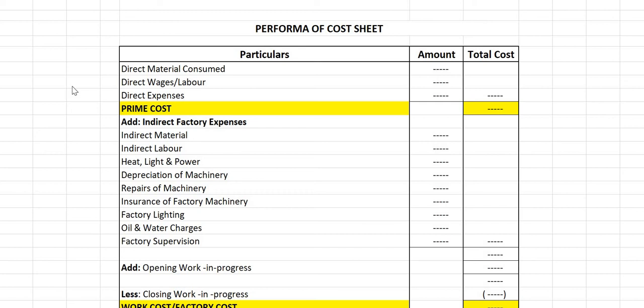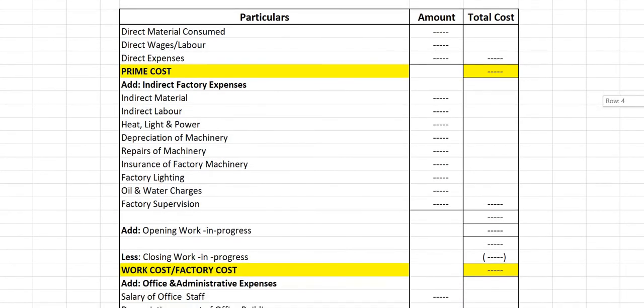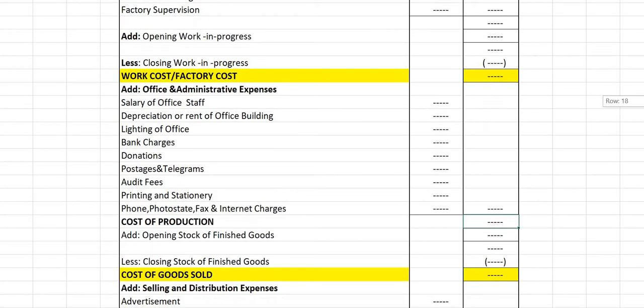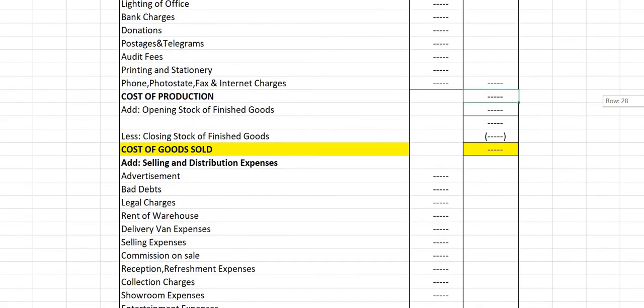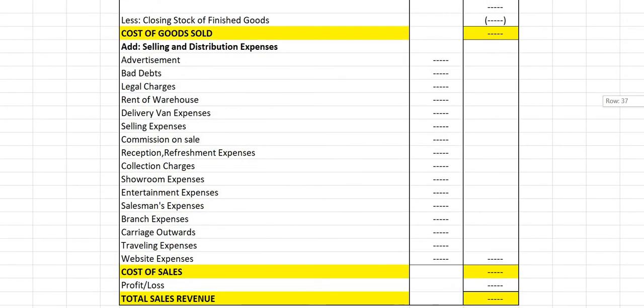Hello all. In today's lecture, we are going to learn about the proforma of the cost sheet. As we have already discussed, the cost sheet is divided into four parts. First part is our prime cost. Second part is our work or factory cost. Third part will be our cost of goods sold, and fourth part will be our cost of sales.